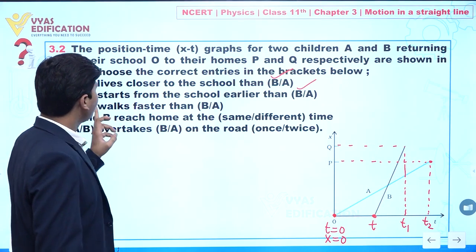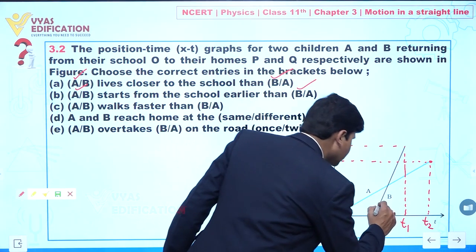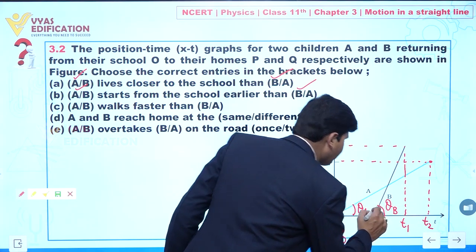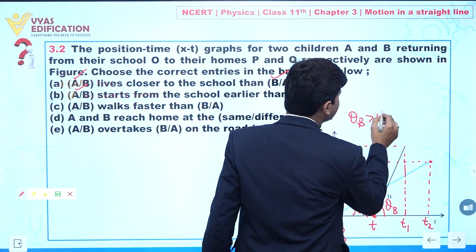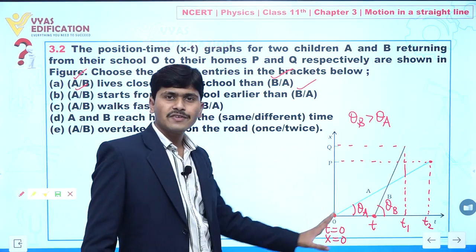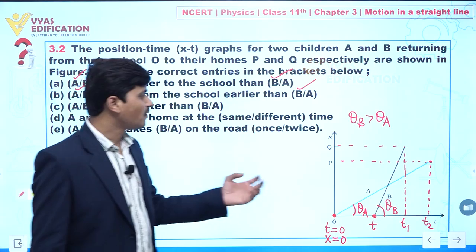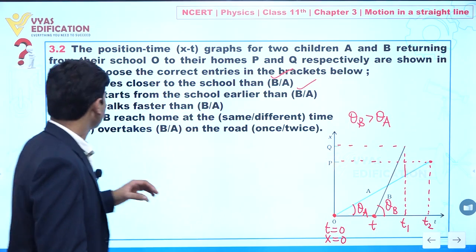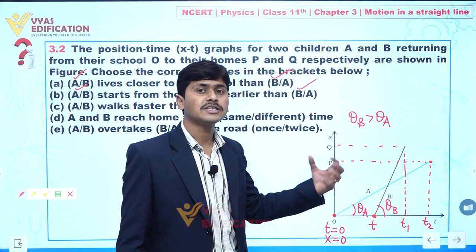Okay. Now which one walks faster than which one? Clear? Now if we consider this slope, let's suppose this is theta B and this is theta A. Clear? So we can say directly theta B is greater than theta A. Clear? And because this graph given to you is an xt graph, the slope of an xt graph provides you speed. Yes or no?